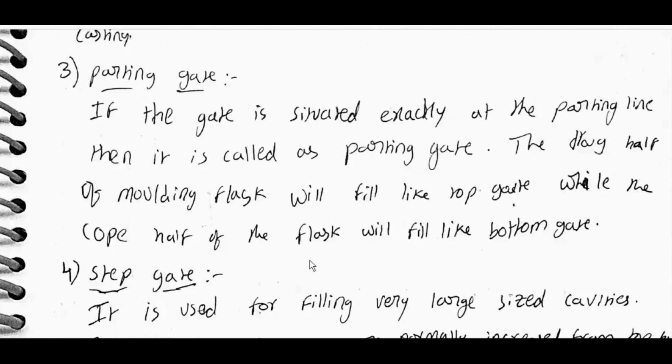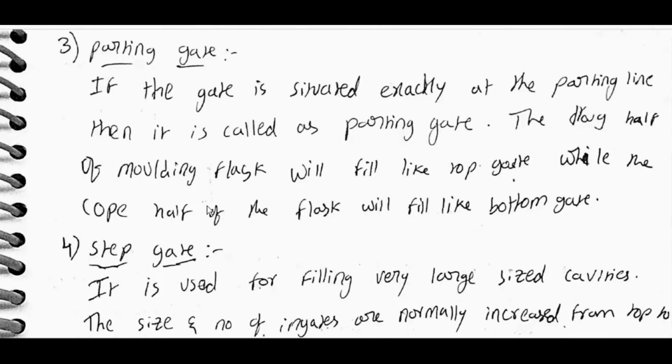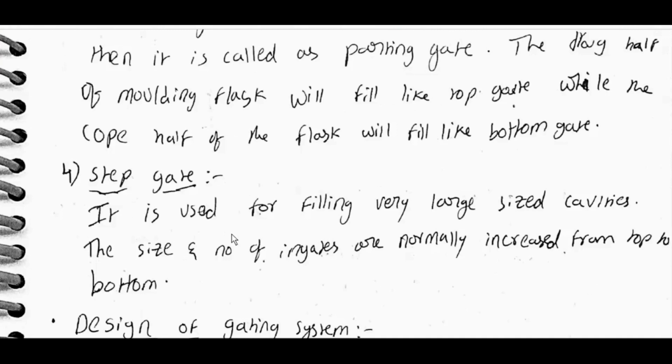Parting gate: if the gate is situated exactly at parting line, then it is called a parting gate. The drag half of molding will fill like top gate, while cope half of the flask will fill like bottom gate.